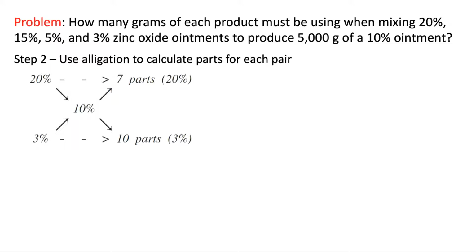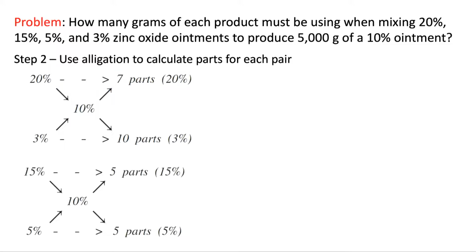Starting at the upper left with the 20%, following the arrows down to the lower right, I'm going to cross subtract, so 20 minus 10 gives me 10 parts. Doing the same starting at the 3 and going up diagonally to the upper right, I would take my 10 minus my 3 and end up with 7 parts. And that 7 parts is directly across from the 20%. So what this says, my first alligation pair says I'll need 7 parts of the 20% and 10 parts of the 3%. That combination would give me 10%.